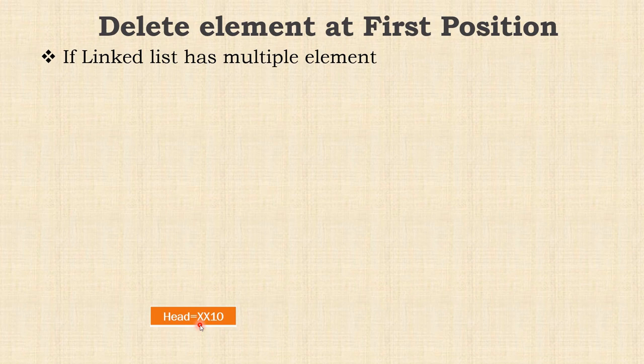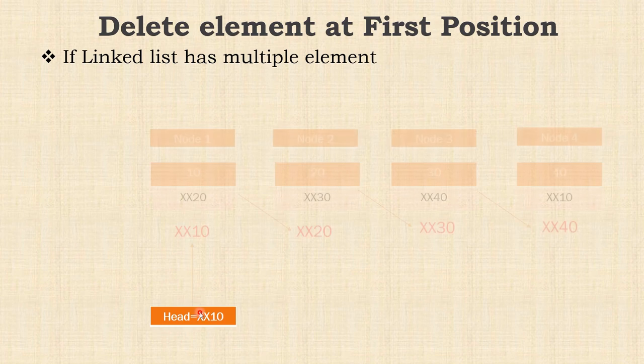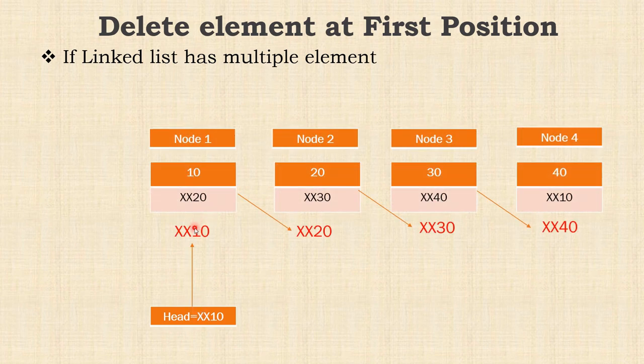So if the linked list has multiple elements, how can we delete? This is the head. That means the head is pointing to xx10, so there are multiple elements inside the CLL. Head is pointing to xx10, and xx10 is pointing to xx20, xx20 is pointing to xx30, xx30 is pointing to xx40, xx40 is pointing to xx10. So this is one complete CLL, circular linked list.